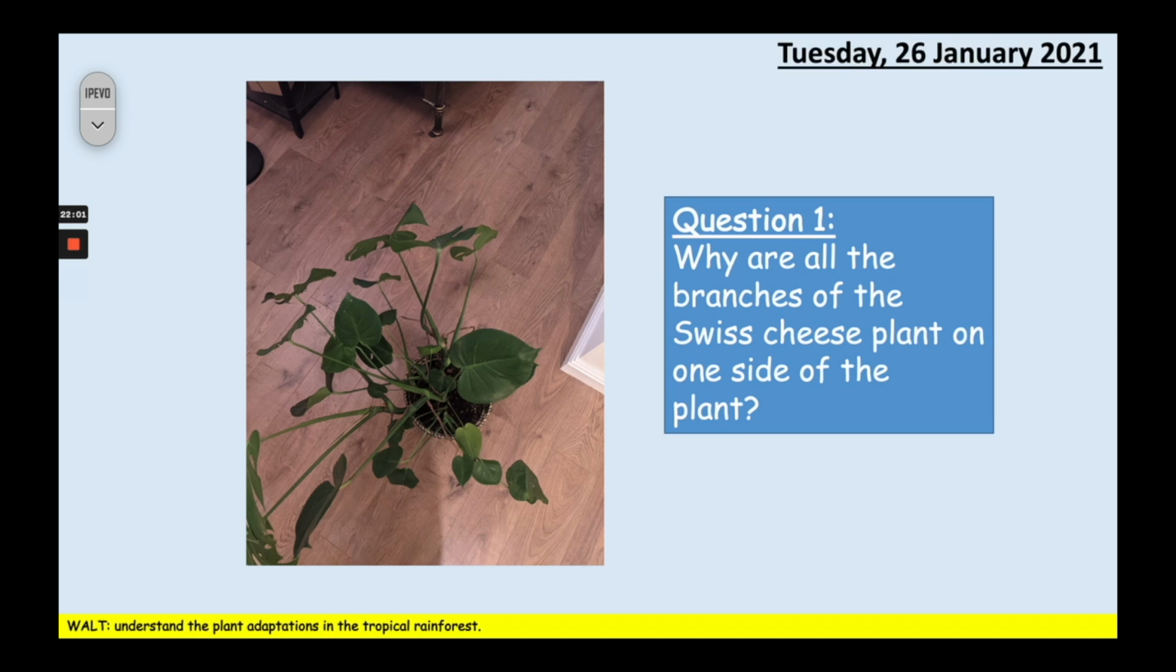So the first question I want you to answer, you can take about 2 minutes to write your answer to this. So question 1, why are all of the branches of the Swiss cheese plant on one side of the plant? So what are all of those branches trying to reach towards? So what I want you to do is pause the video for 2 minutes and write your answer to question 1. So pause the video now.